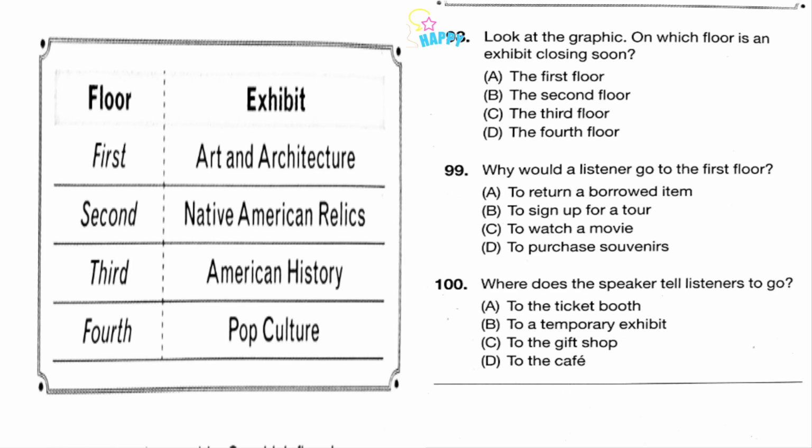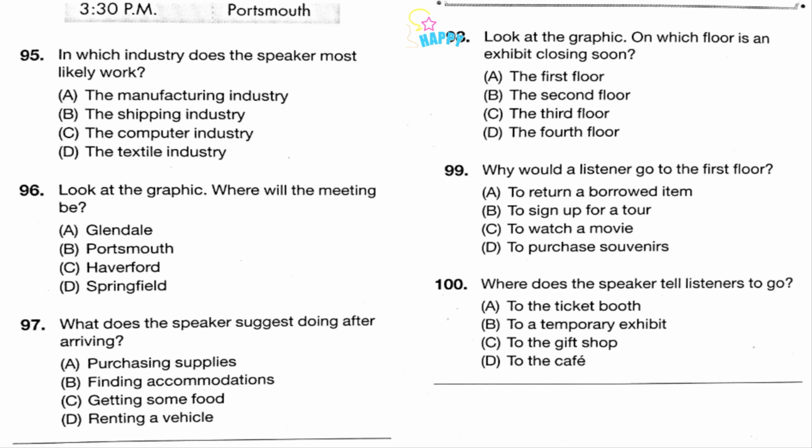Number 98. Look at the graphic. On which floor is an exhibit closing soon? Number 99. Why would a listener go to the first floor? Number 100. Where does the speaker tell listeners to go?